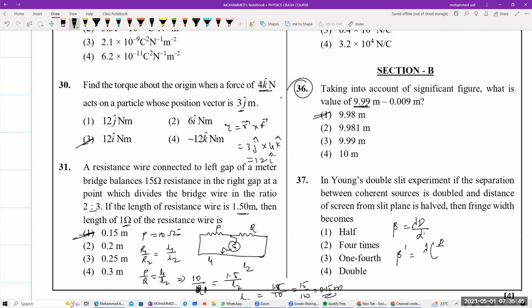यानी capital D is becoming half. And the fringe width will become how much? The separation between the coherent sources is doubled, यानी small d is being doubled. तो ये हो गया lambda into capital D divided by 4 times of d. And this will become for me beta by 4. Done.